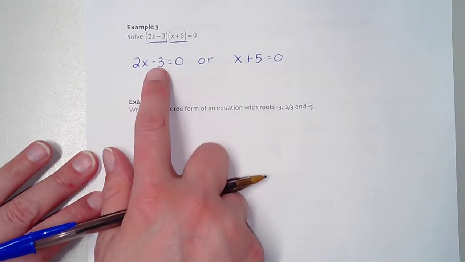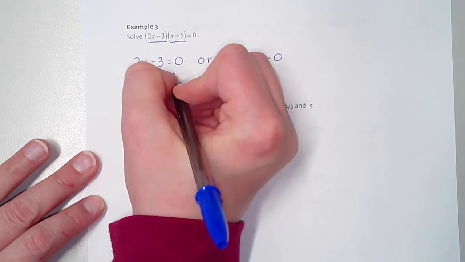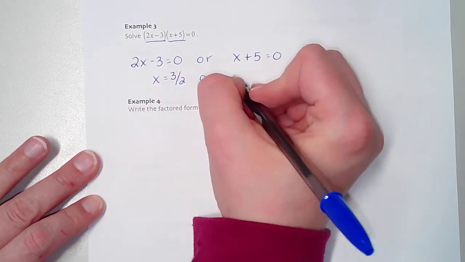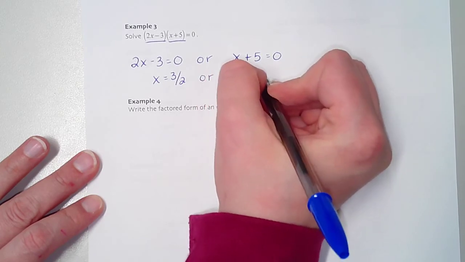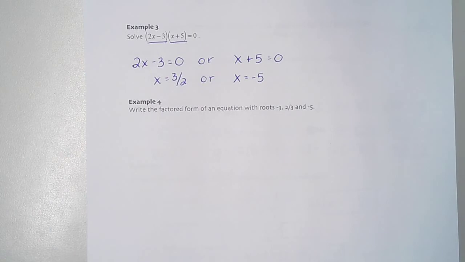So if I solve this, I would add 3 to the other side and divide by 2, and I'd end up with x equals 3 over 2. Here, if I move the 5 to the other side, I end up with x equals negative 5. So either one of these values plugged in for x is going to give me 0 as an overall value for the function. And that means that those values are the roots of that function.